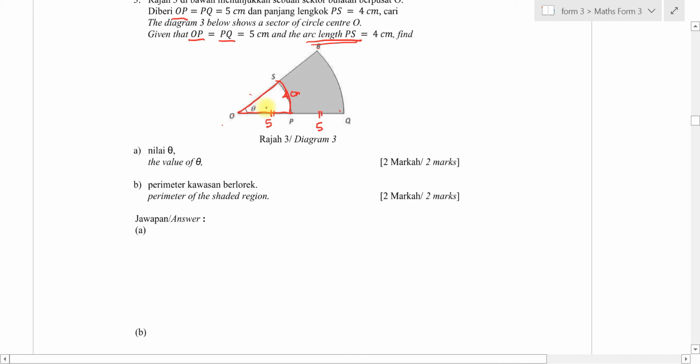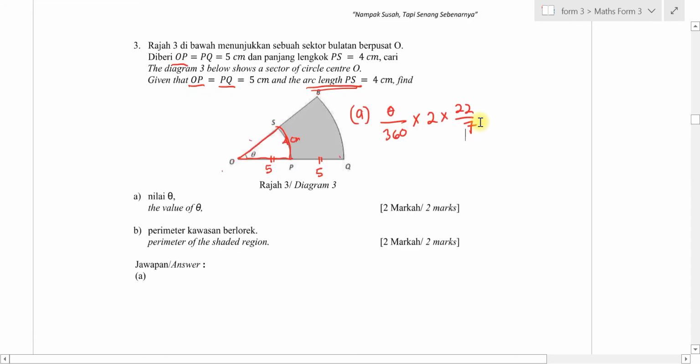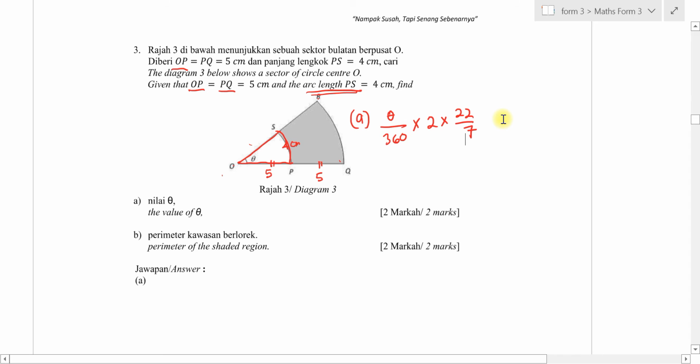How did we get the arc length? First you must write the mathematics. Always start with theta over 360 times 2 times pi. Pi, if they never tell you anything, use 22 over 7. And the radius for the small sector is 5. And the answer is 4 centimeter. Don't forget to write equal to 4. Then only you find the theta.